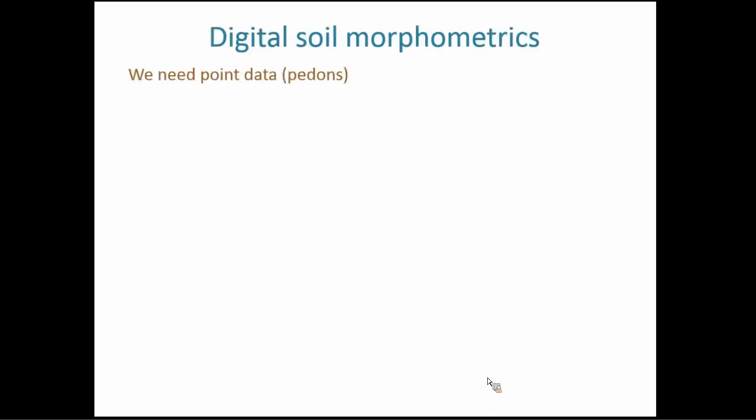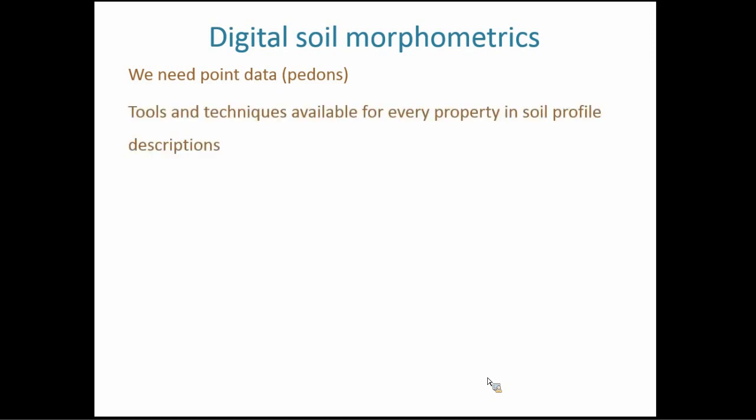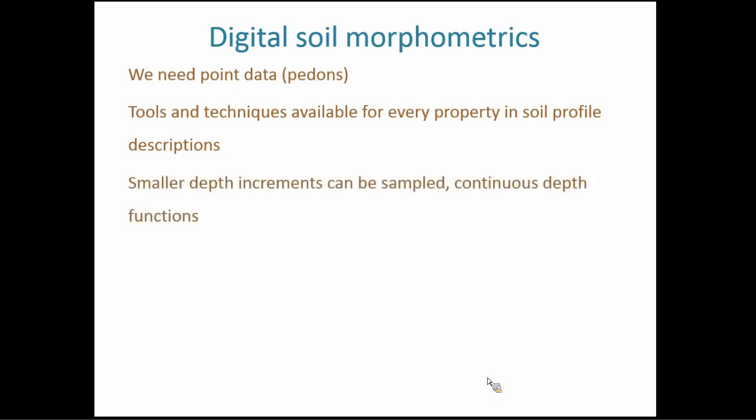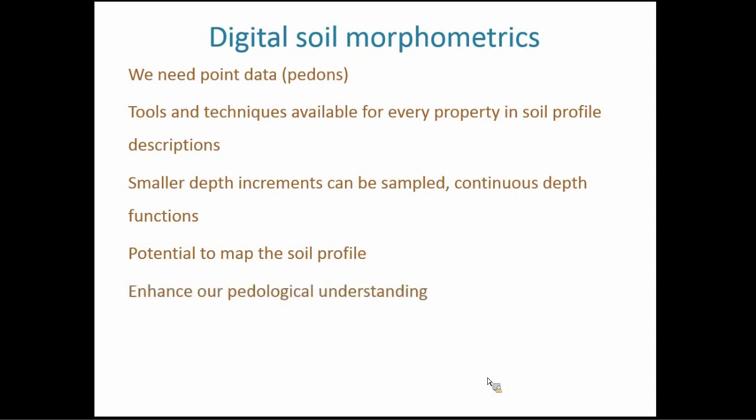So, in summary, I think all of us agree that we need pattern data, and we need more of them. We have quite a few patterns here, 35,000, or what's the number? 60. Okay, 60,000, I believe. So that's a lot, but we need a few more. It's a big country, and we have tools available for every property in soil profile descriptions. We can sample much smaller increments, and we can derive then perhaps these continuous depth functions. There is a potential to map the profile.